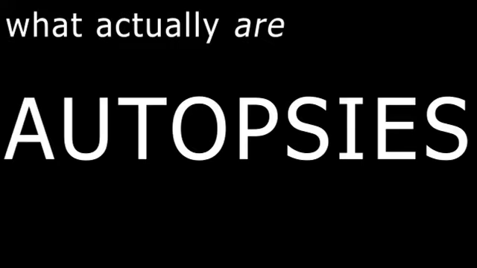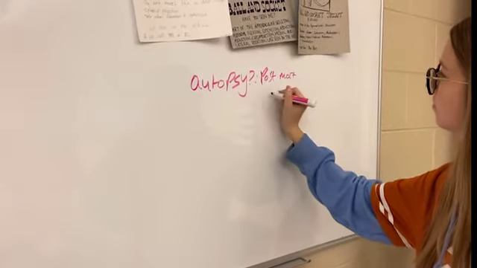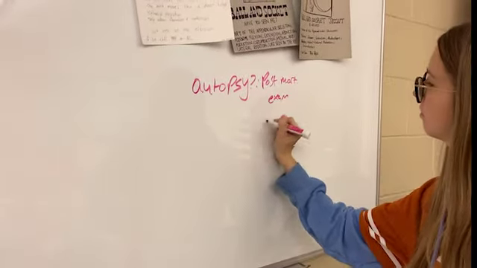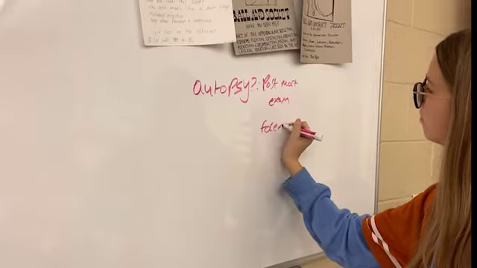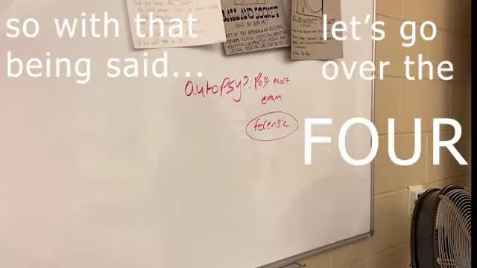What actually are autopsies anyways? Well, for starters, an autopsy is a post-mortem exam of a body done to determine the cause of death. They can be clinical or forensic, but for this video, we will focus on the forensic side. So with that being said, let's go over the four types.